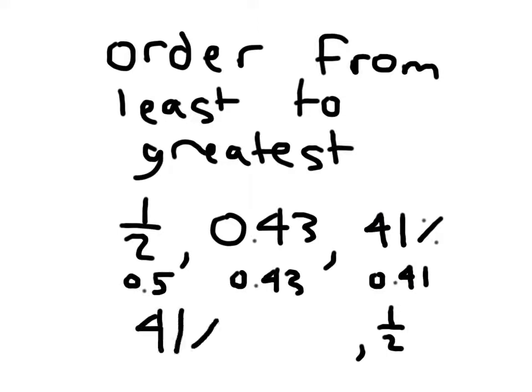And again, I have to write them back the same way that they were originally given to me. And then I've looked that over again: 41%, 0.43, 1/2. I look to make sure I ordered it correctly from least to greatest and that my answer looks reasonable.